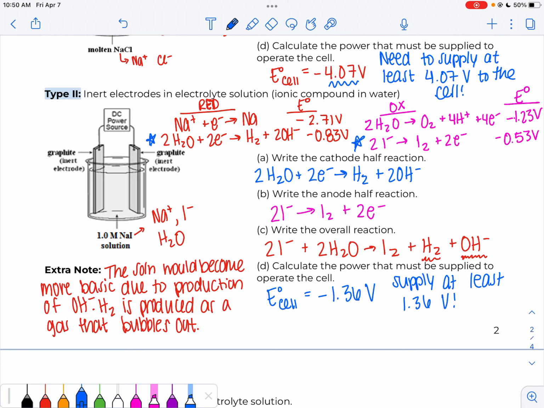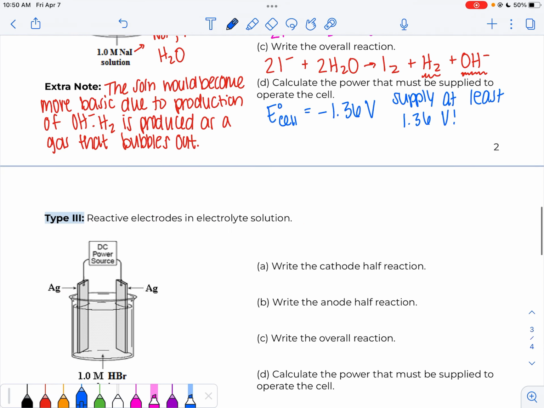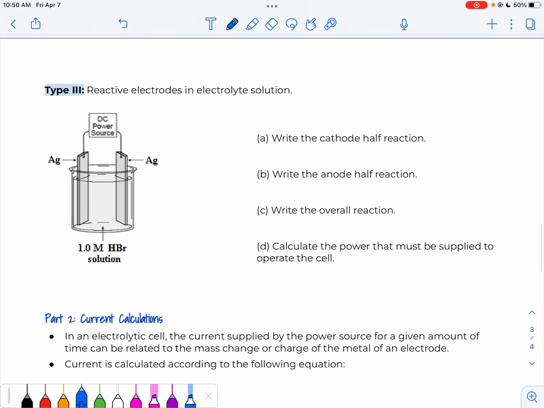Again, that makes sense because we're getting a negative value and this is an unfavorable reaction, which is why we have to put a battery on it. All right, last type of electrolytic cell we're going to take a look at is reactive electrodes in an electrolyte solution. So now in our electrolyte solution, what do we have to deal with? Well, for this one, we have H plus ions we have to worry about. We have Br minus ions that we have to worry about. We're in solution, which means we have water we have to worry about.